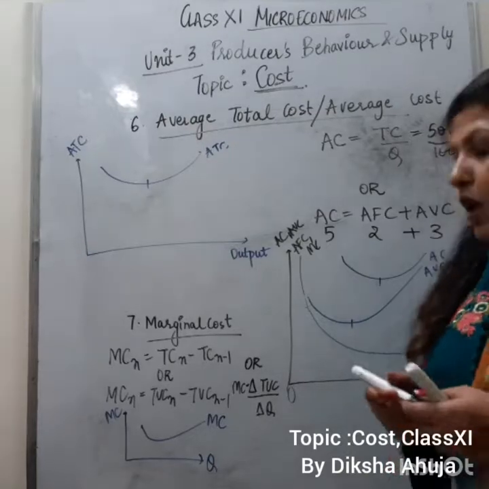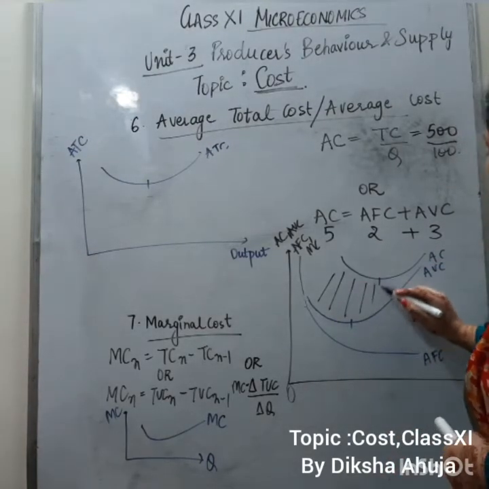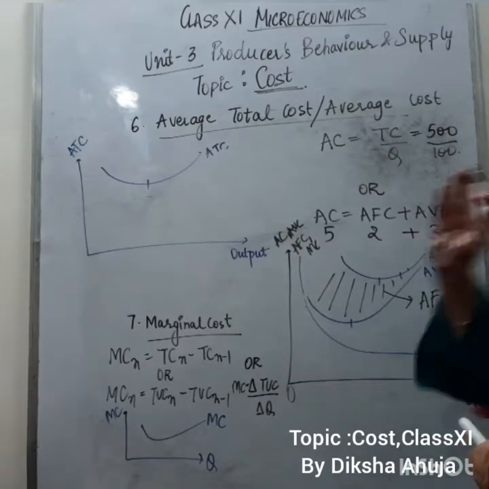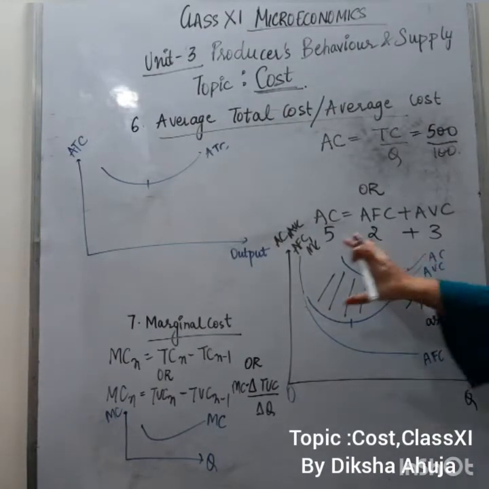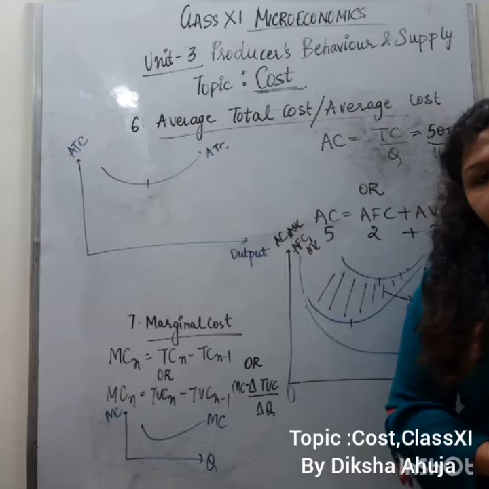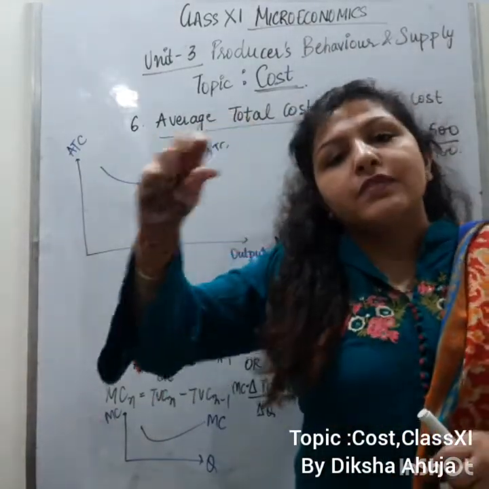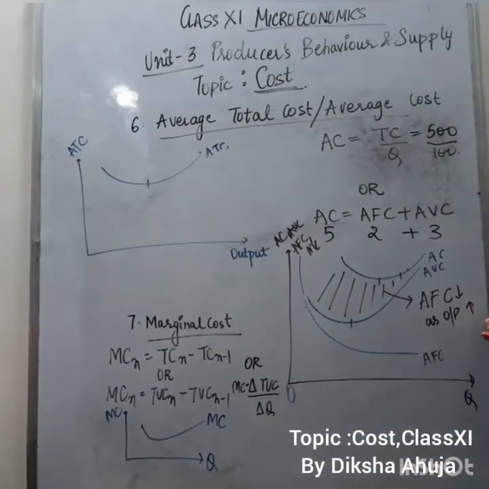Now the point is, what is the gap between AC and AVC? The gap is reducing. What is this gap? This gap is average fixed cost, because we have just studied that average fixed cost falls as the output increases. As output increases, this cost falls, right? So the question arises, if the relationship between AC, AVC and AFC comes, what will you write? The gap between AC and AVC falls with the level of output because the gap is AFC, which falls with the level of output.